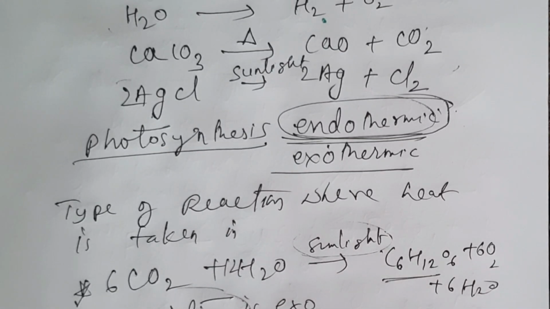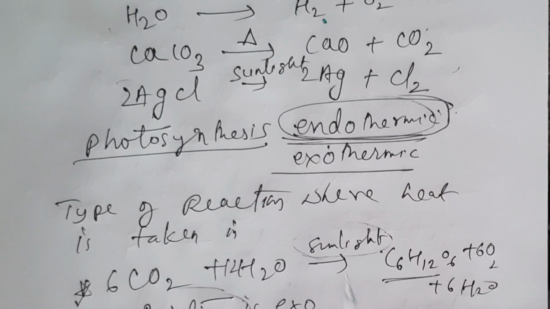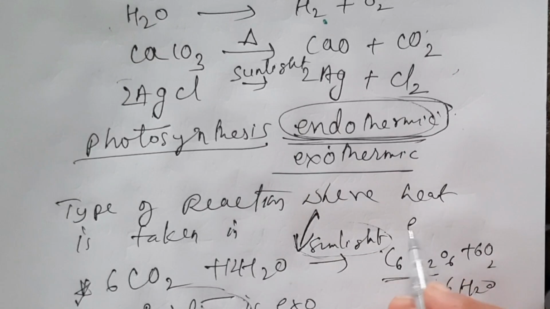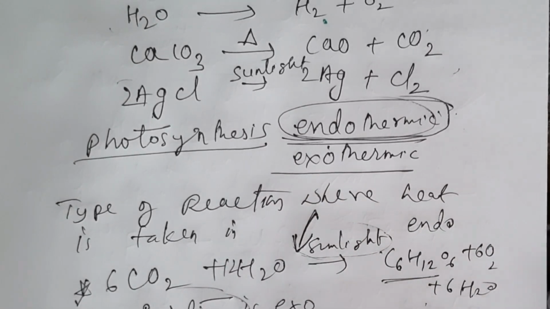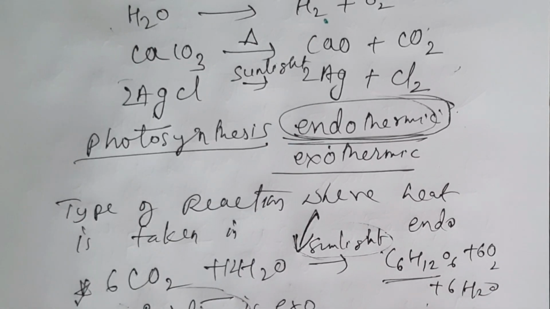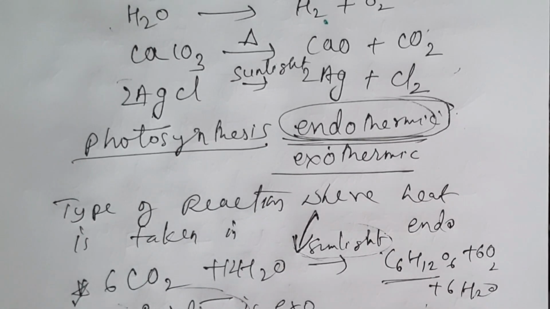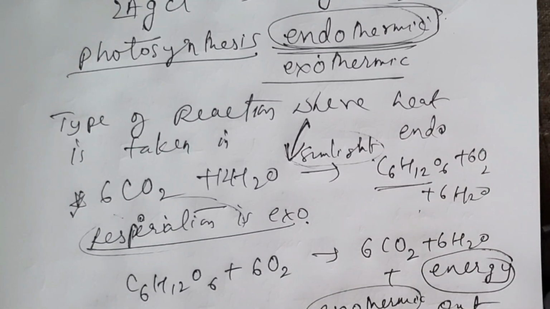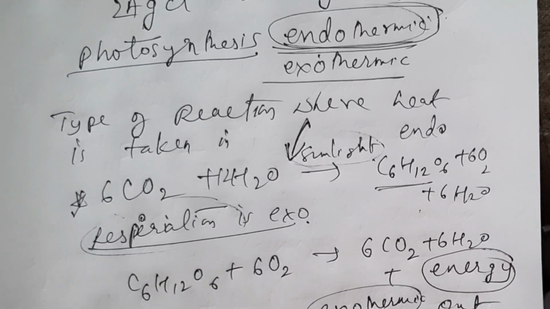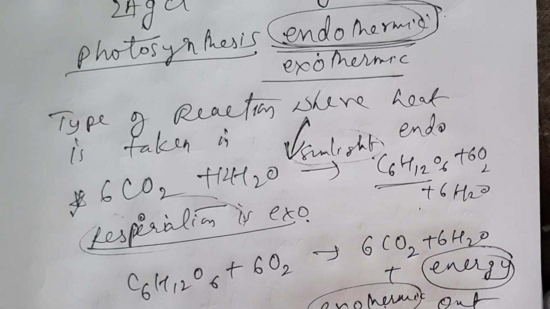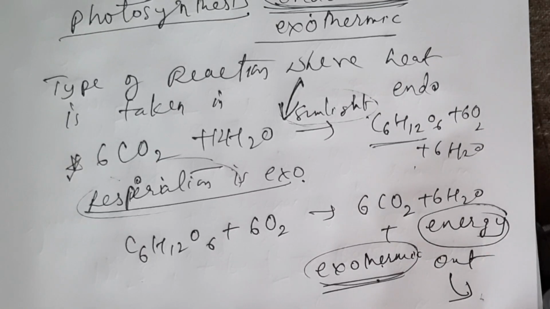When energy is taken in, it is an endothermic reaction. If energy is taken in, endothermic reaction; if it is given out, exothermic reaction. They can ask either the difference, or they can ask like: respiration is an exothermic reaction, photosynthesis is an endothermic reaction, explain. Now the next topic here, when lime, if water is added to limestone, CaO plus water, it produces Ca(OH)2 plus heat is generated. This is also an example of an exothermic reaction because heat is given out.